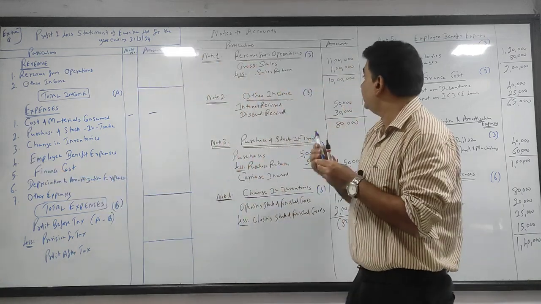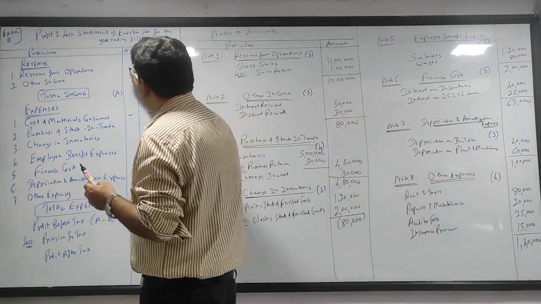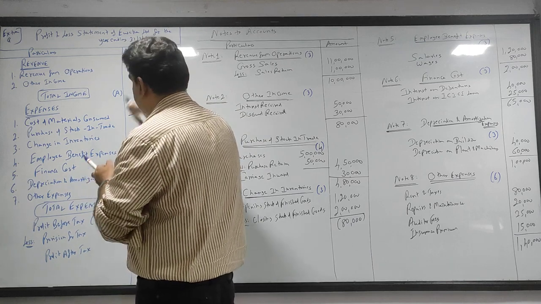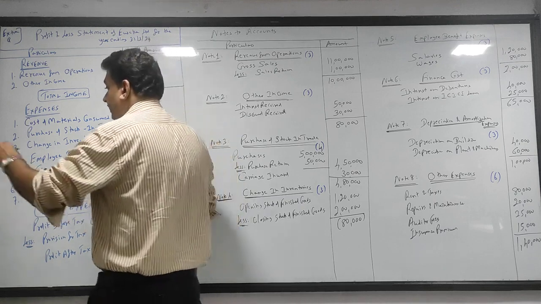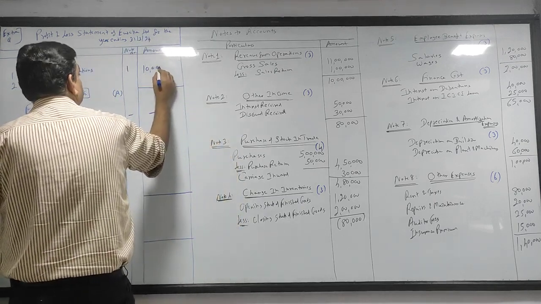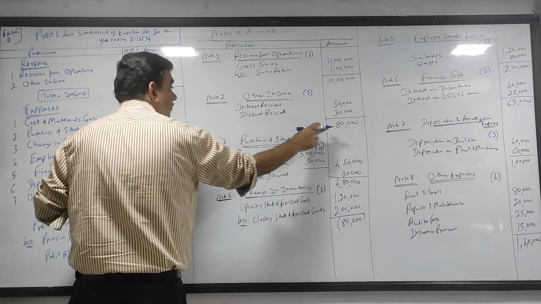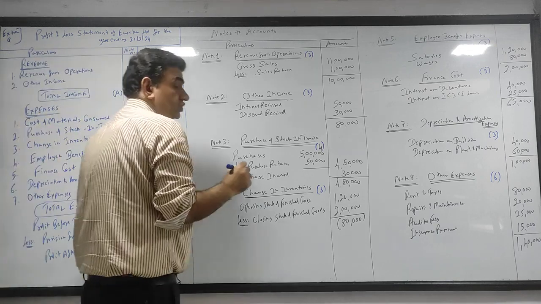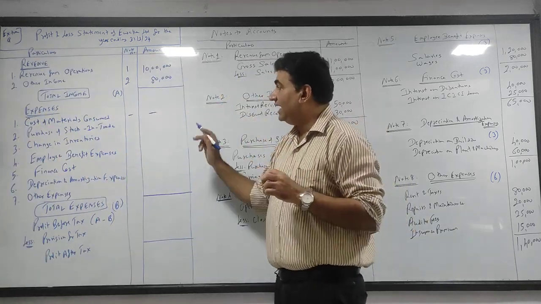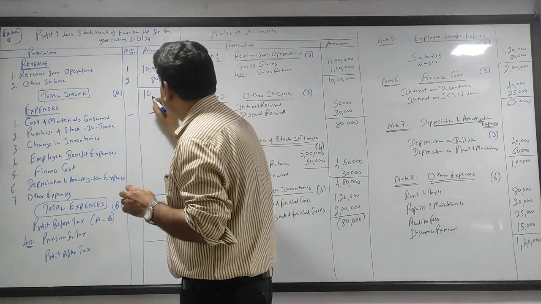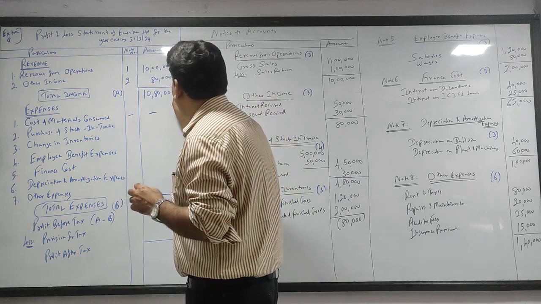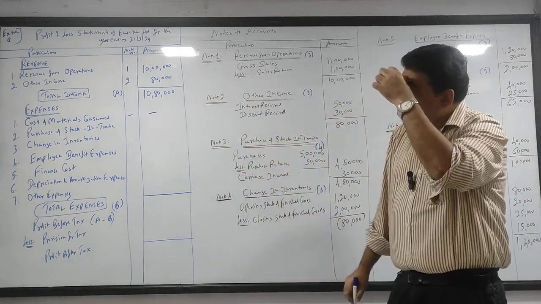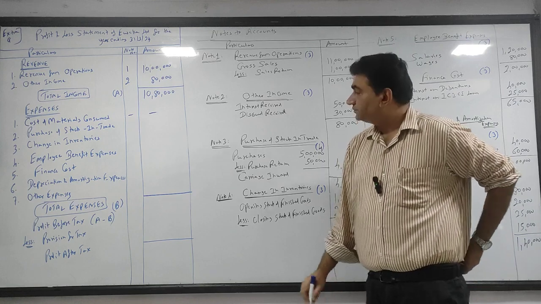रेवेन्यू फ्रॉम ऑपरेशंस कितना है, 10 lakhs. Come here, note number 1, 10 lakhs. Note 2, 80,000. Okay, so revenue from operations note 1 is 10 lakh, and this is 80,000. So the total is 10 lakh 80,000.